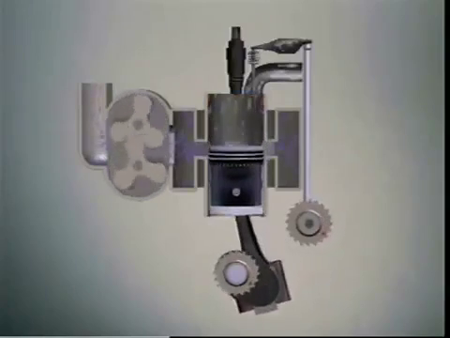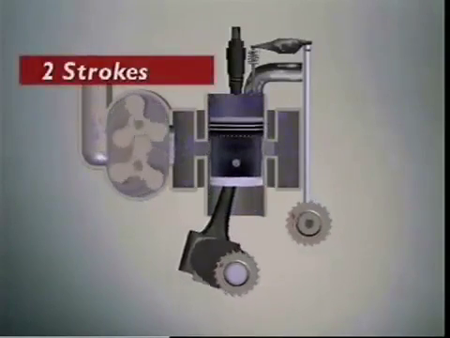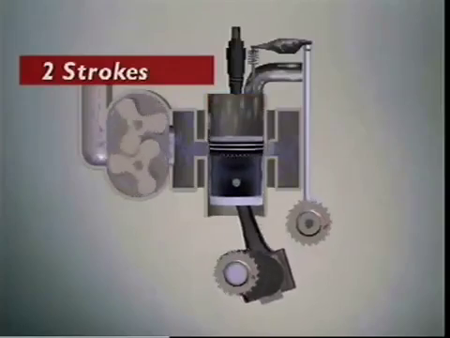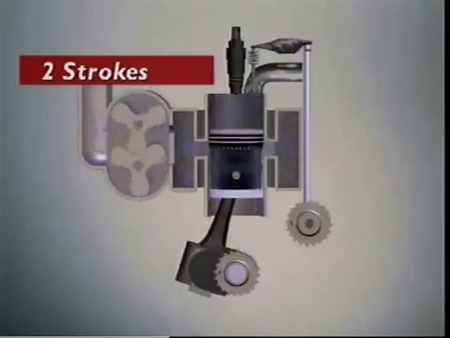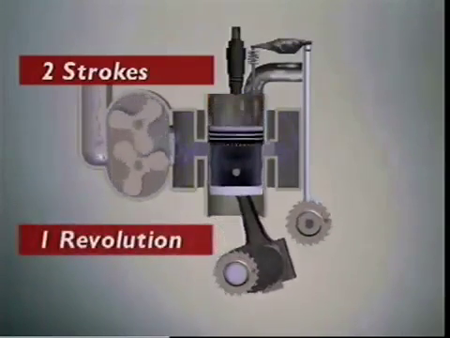All 5 events occur in just 2 strokes. How many revolutions does the crankshaft do in one engine cycle? 1 revolution per cycle.